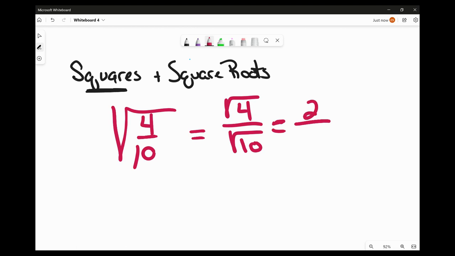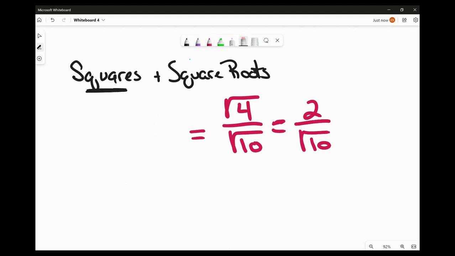So we know the square root of 4 is 2, right? 2 times 2 equals 4. And 10 doesn't have a perfect square answer. There's no whole number times itself gives me 10. So I'm going to just leave it like this, which is okay for now. As you get older, you're going to want to do some work with that to make it more what I would call math proper. Okay, so you can do that.